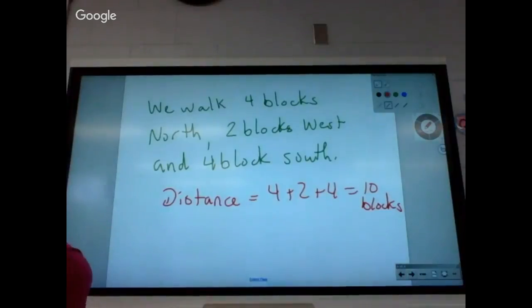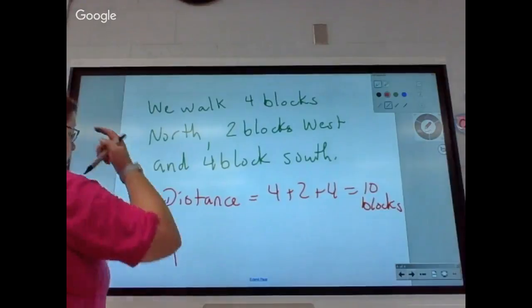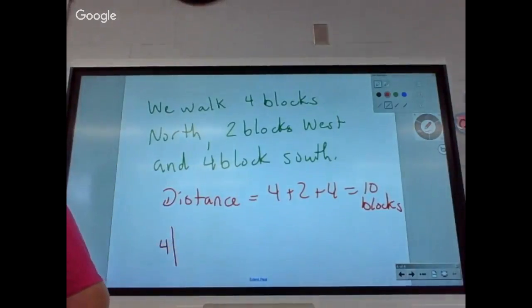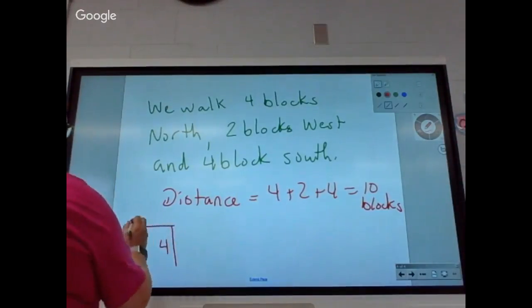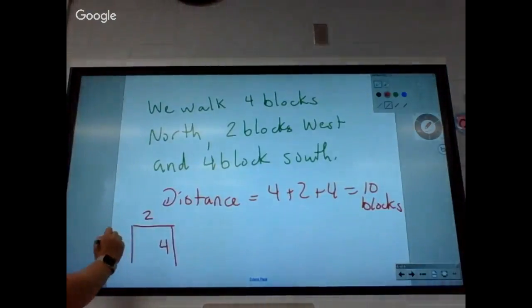Okay, so how far do I go north? I went 4 north. Then I do what? 2 west. And then I do what? 4 south. So what do I do there? Your displacement is 2. All right, Jacob, how do I get displacement of 2? You subtract the 4 north from the 4 south. He's got the right answer.